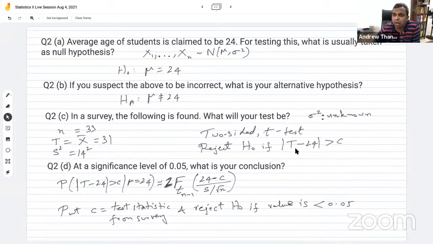So again, notice how this test is quite natural in this context, right? I want to see if my mean is 24.